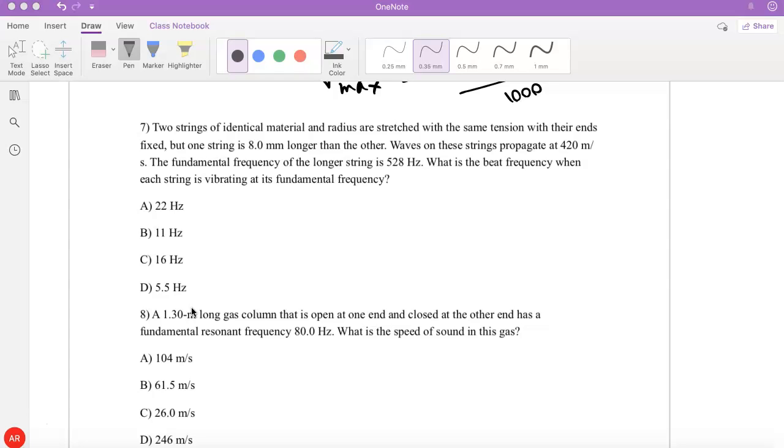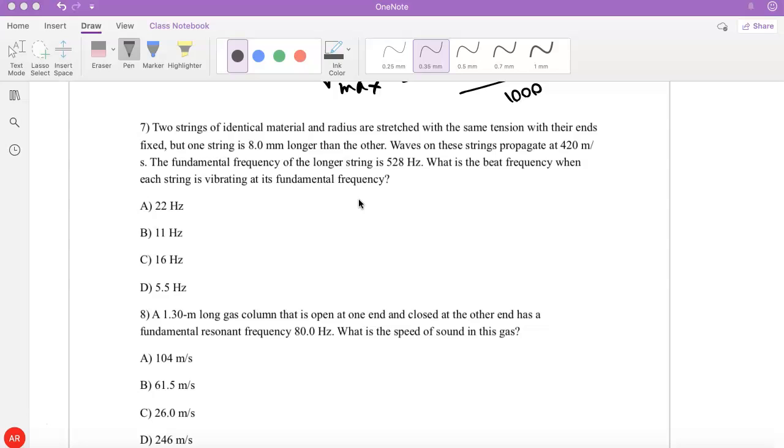One string is 8 millimeters longer than the other. Waves on these strings propagate at 420 meters per second. The fundamental frequency of the longer string is 528 hertz. What is the beat frequency when each string is vibrating at its fundamental frequency? Okay, so that's an interesting question.